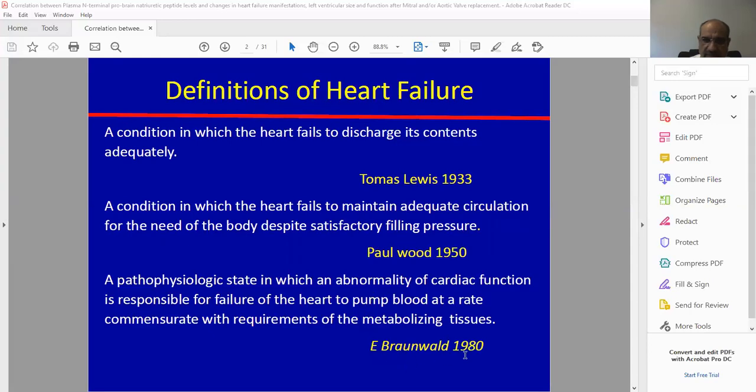Eugene Braunwald in 1980 gave the first well-formed definition of heart failure when he described it as a pathophysiological state in which an abnormality of cardiac function is responsible for failure of the heart to pump blood at a rate commensurate with the requirement of the metabolizing tissue. So he linked the importance of maintaining cardiac output to the needs of the metabolizing tissue, and this deficiency of cardiac output defined it as heart failure.